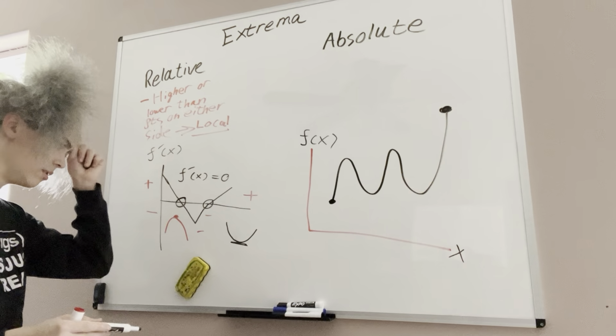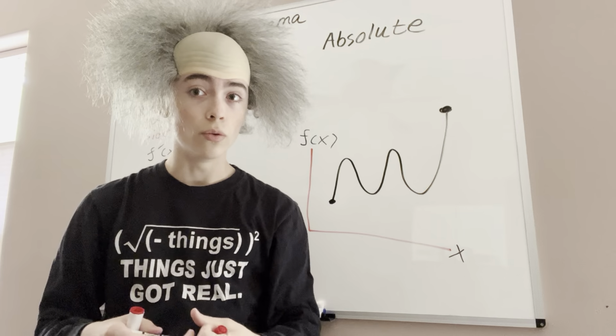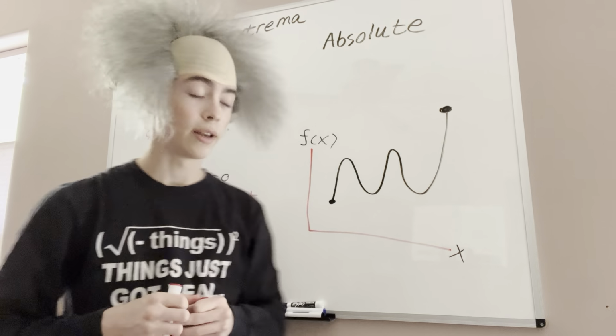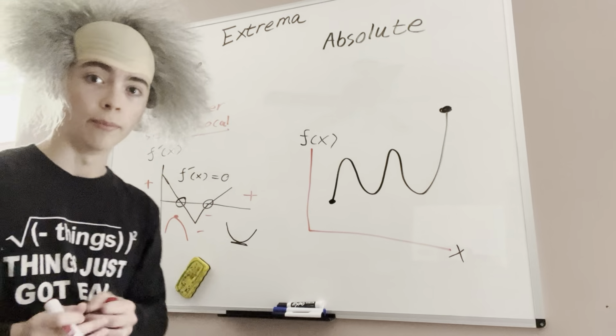This has not much to do with concavity. Usually these peaks and valleys do kind of correlate with concavity. As you see, concave down looks like a frown, concave up looks like a cup, right?